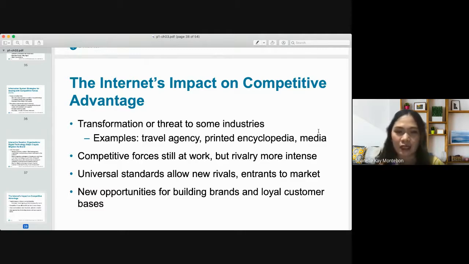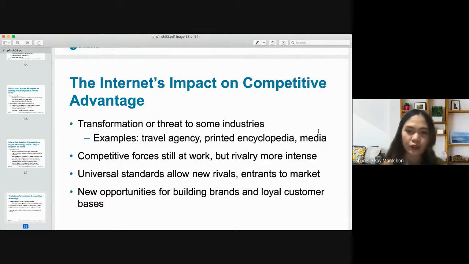An example is a travel agency. Di ba before we would still have to go to a travel agent to book our flights, to book our accommodations, to book our tours. But with the presence of the internet, we can all do it ourselves. We can now book our own flights, we can now book our own accommodations, and sometimes we don't even need tours because we can just, again, do it ourselves. Kasi so much travel information is available in the internet.